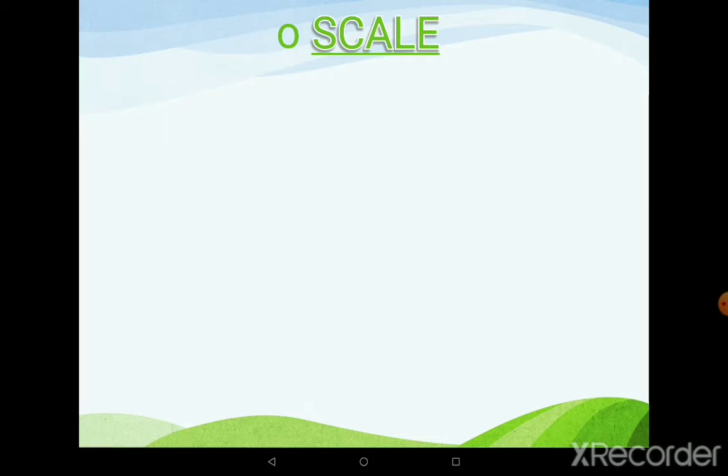Some maps are large scale. These large scale maps show a lot of details about a small area. There are small scale maps also, which show lesser details of a large area.